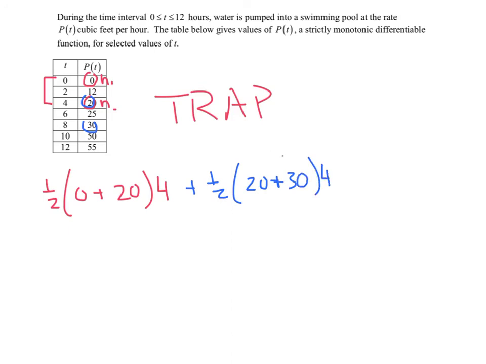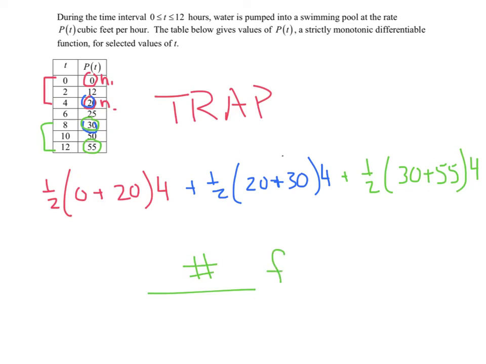And for the very last one, we're going from 8 to 12, so I'm going to use 30 and 55 as my respective heights. 30 plus 55 multiplied by a base of 4. So really, the number crunching would slow us down a little bit, but certainly nothing we're not capable of doing, and they would expect us to do this number crunching on our own. Whatever you get, you would have some beautiful number, and the units would be cubic feet, because again, it represents the total amount of water that's been pumped into that pool.